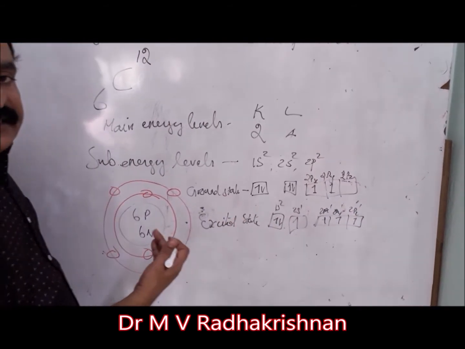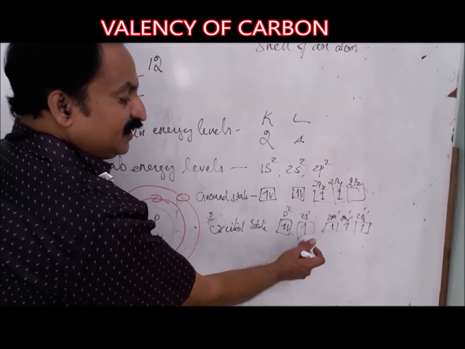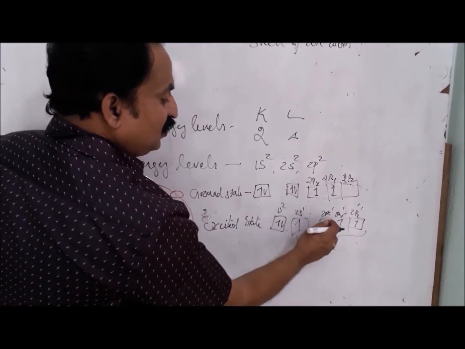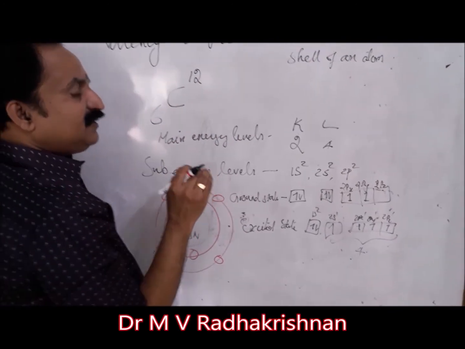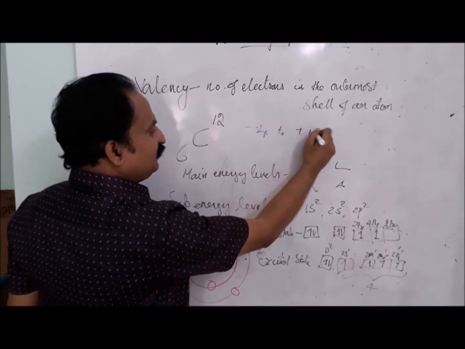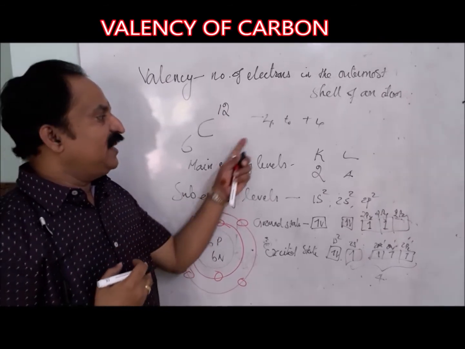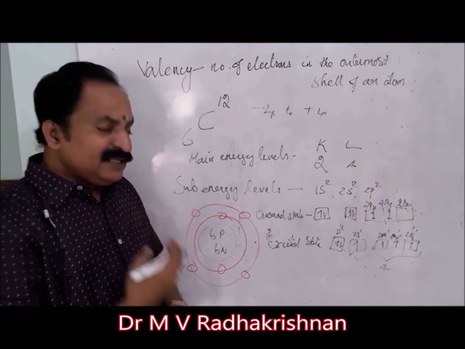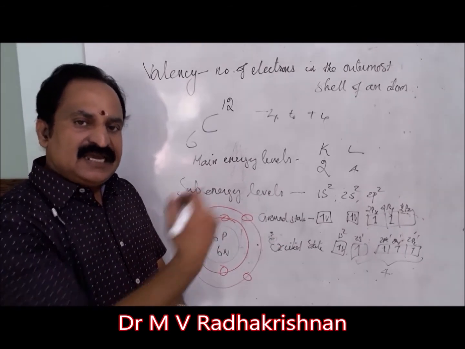How does the excited state take place? When energy increases, the electron moves from a lower energy level to a higher energy level. So what is the valency of carbon? 1, 2, 3, 4. So 4 is the valency of carbon. Carbon can show a valency of -4 to +4. Why? -4 means that during a chemical reaction it can lose 4 electrons altogether or gain 4 electrons.